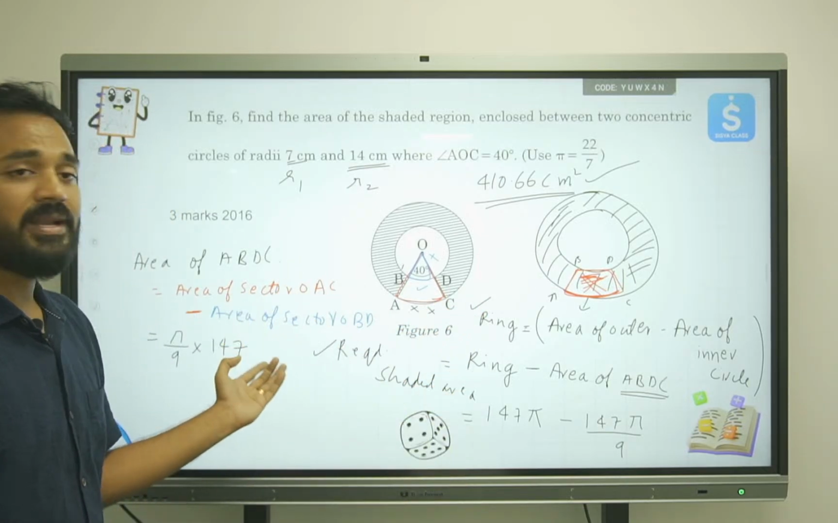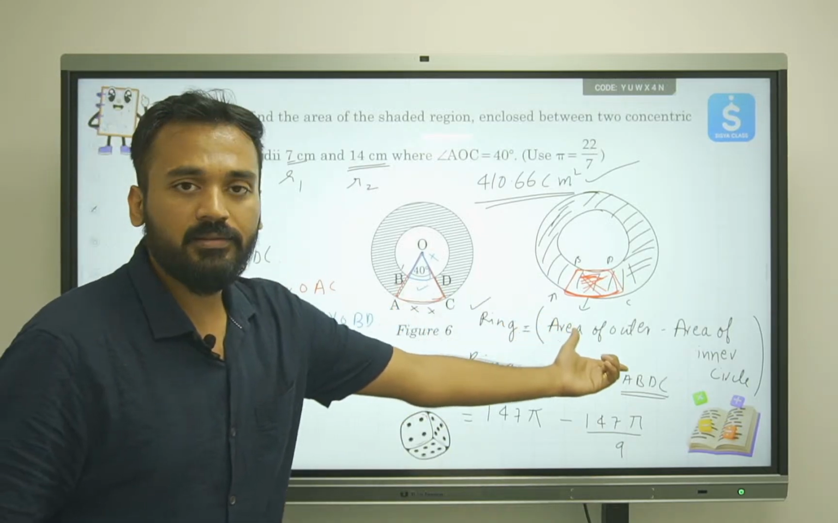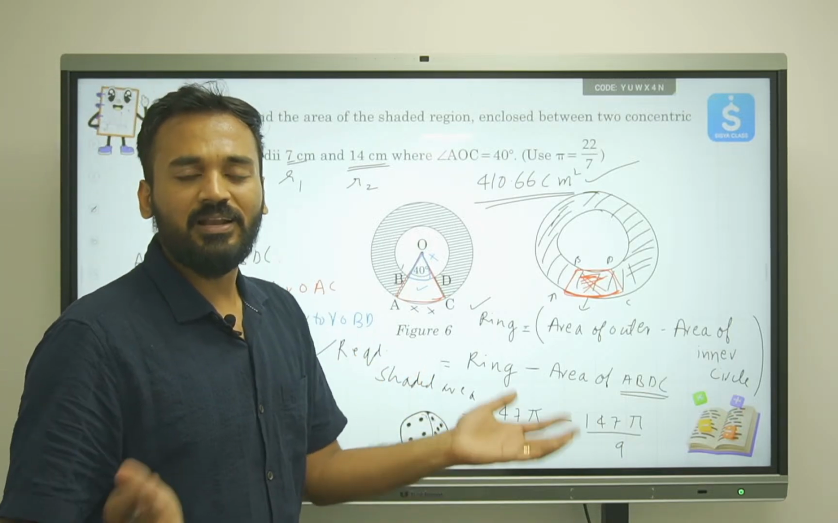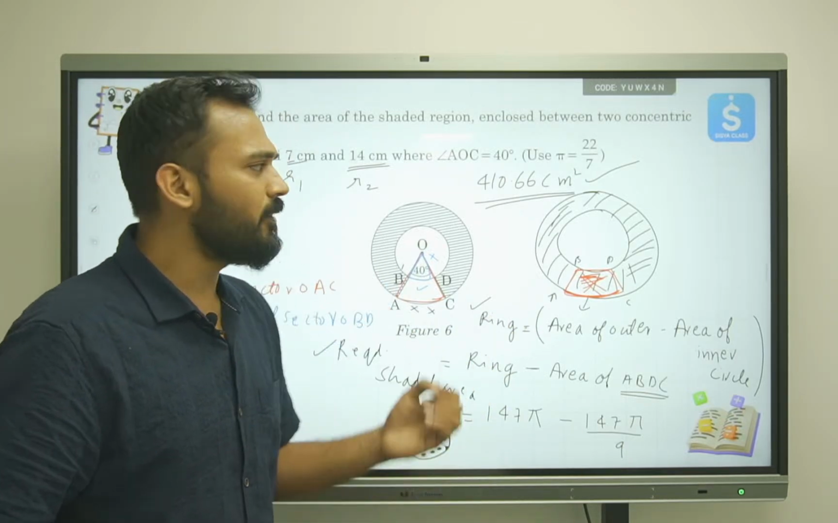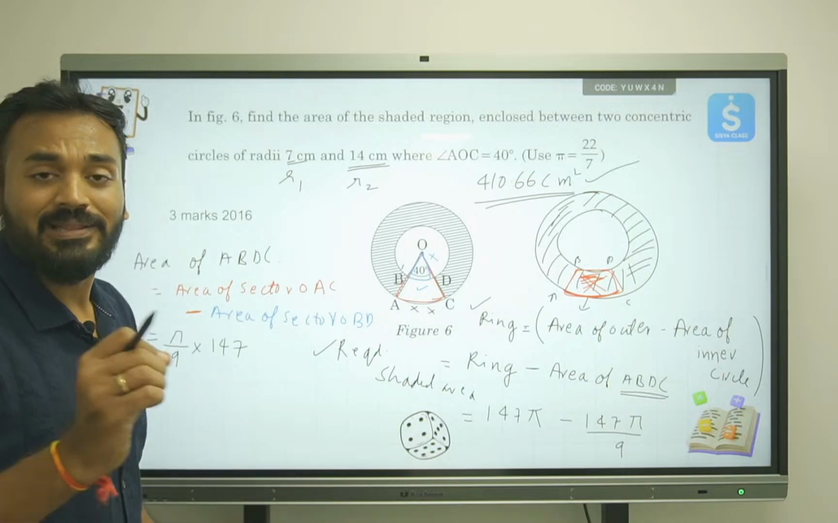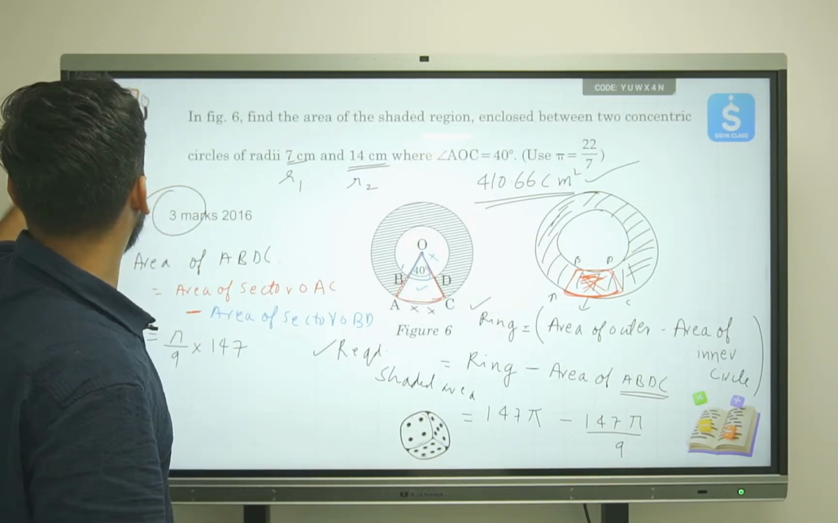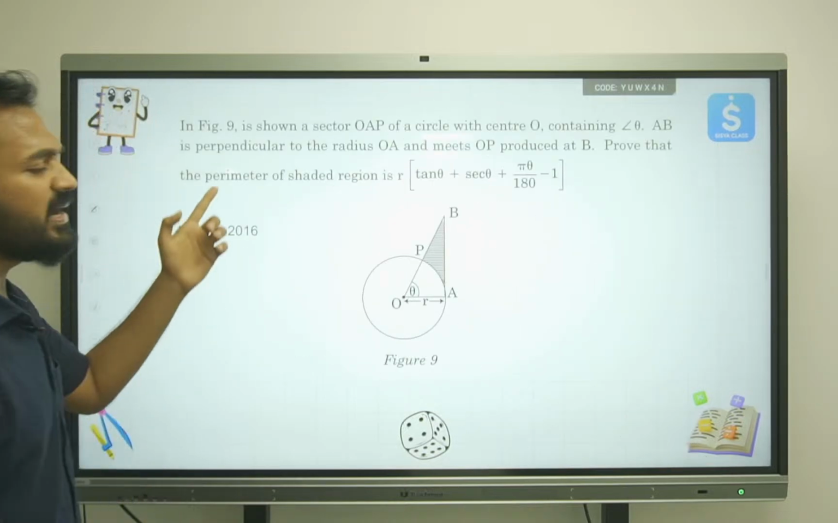If you are able to write the sector formula, the circle's formula, area formulas, you will get another 1 mark. If you substitute this and solve in 2 steps, you will be getting 1 more mark. If you get the answer correct, you will get 1 more mark and your 3 marks are done. Let's get to the next question.